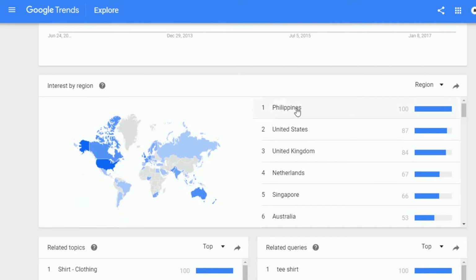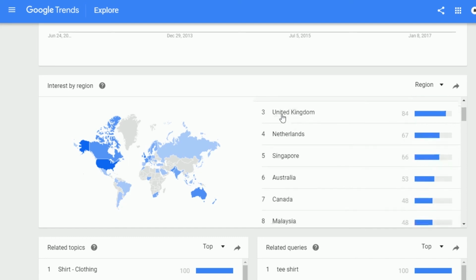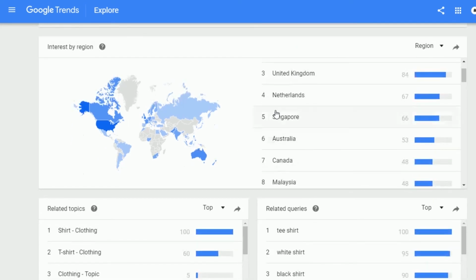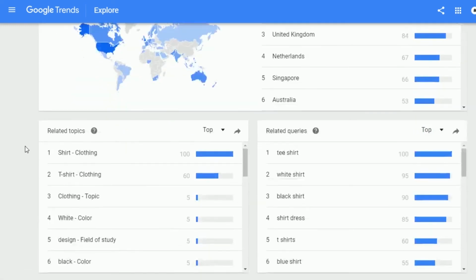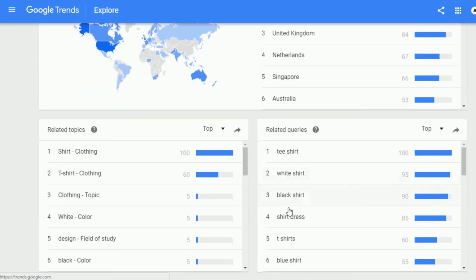Philippines, I guess that's where a lot of t-shirts are produced. But the next one is the US. After that is the UK, roughly the same, 87, 84. So if you're going to sell shirts, do this in the US and the UK, followed by the Netherlands. Singapore is, I guess, a producer, and Australia is a consumer. So you can pick up by region, and also some related topics and other queries, but this is sort of useless for us here.